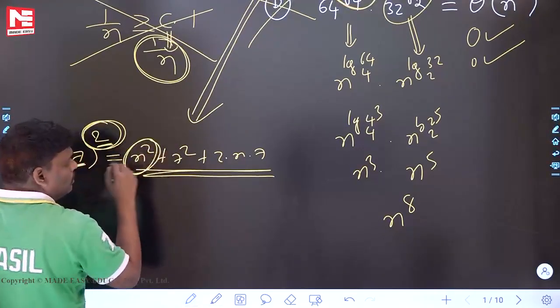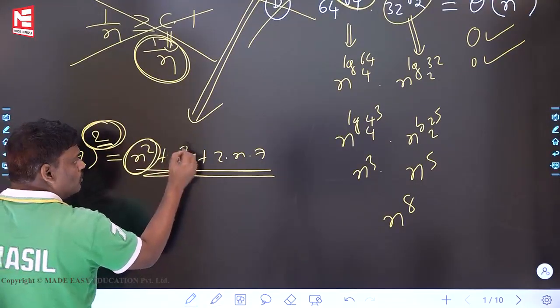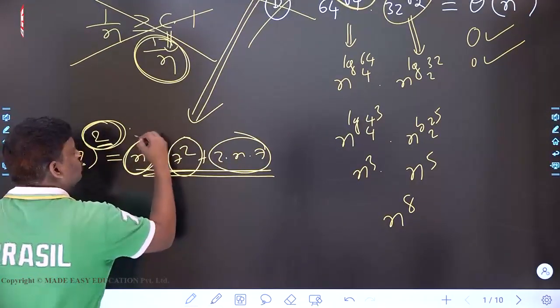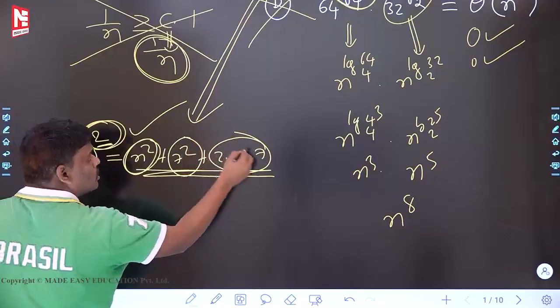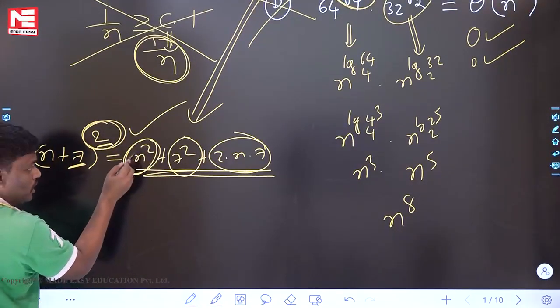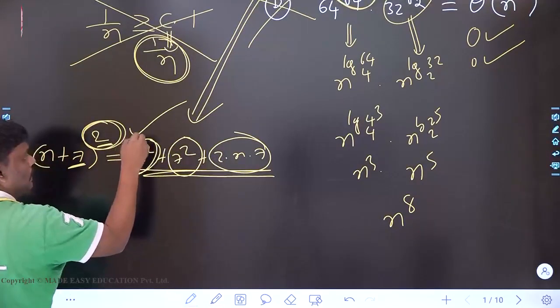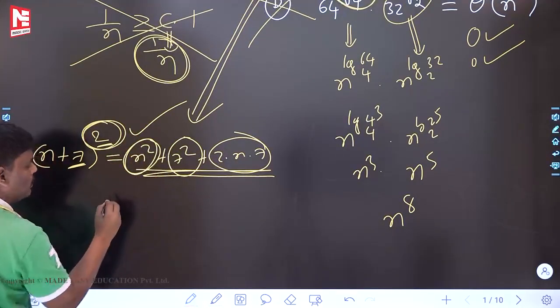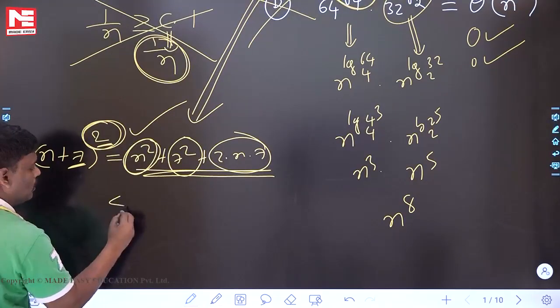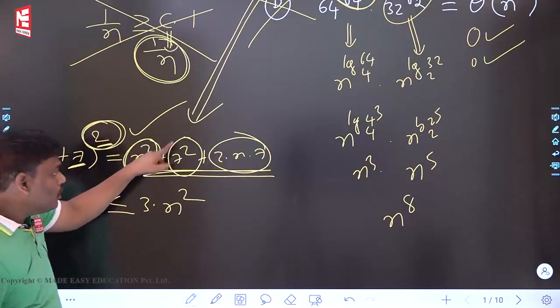N square is bigger. If n square is bigger, this one is less than n square. This is also less than n square. N square is bigger, it's okay. It is less than n square, it is also less than n square. This can be written as, see this one, it is only bigger. Next one is the smaller, it is the middle. Among all these 3, the bigger one is n square. This can be written as less than or equal to 3 into n square. Because I took a little bit bigger.